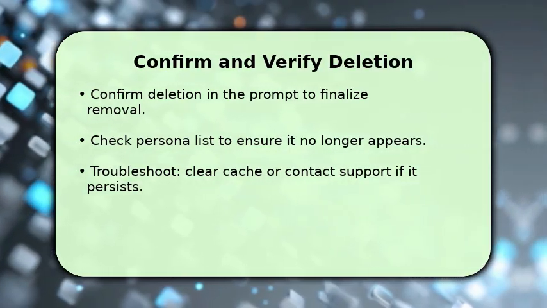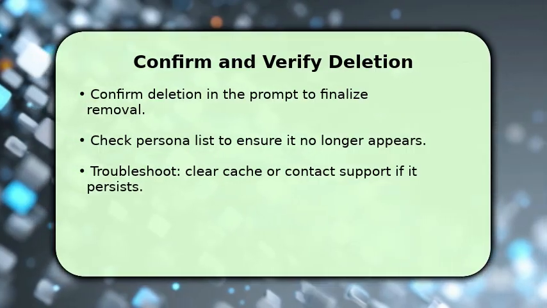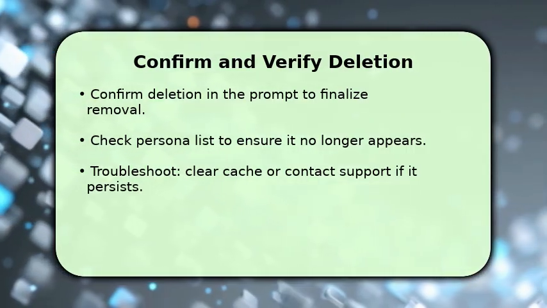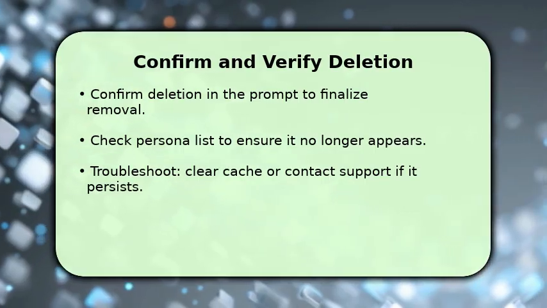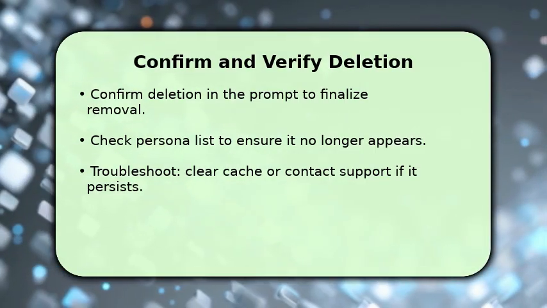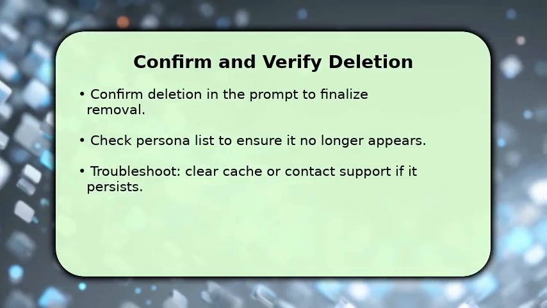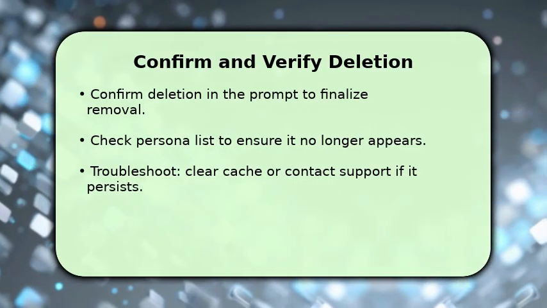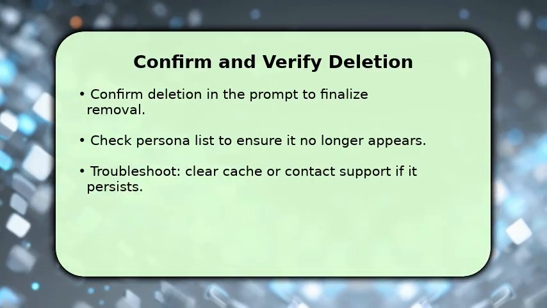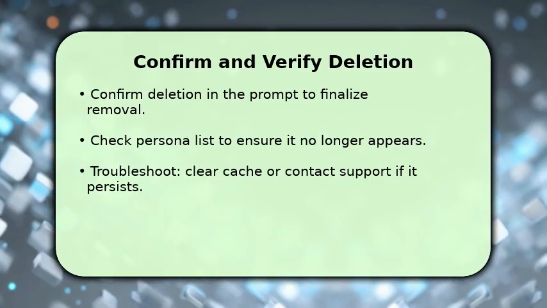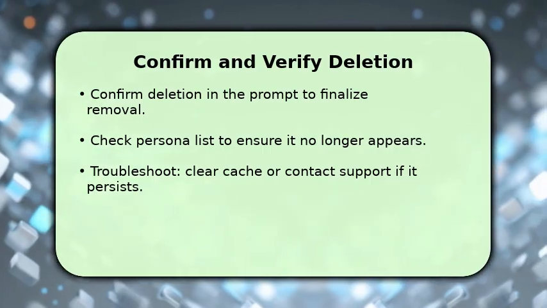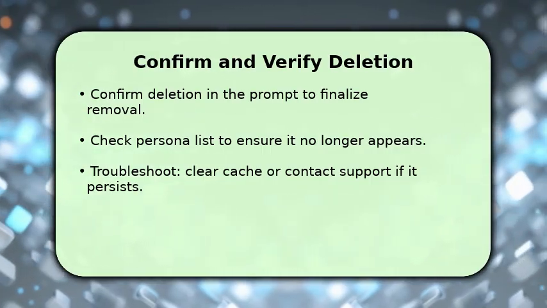Once completed, refresh your personas list and verify the character is gone. Sometimes the UI caches old data, so reload the page or sign out and back in. If the persona still appears, clear browser cache and cookies, try a different device, or contact Character AI support with the persona name and timestamp. That troubleshooting step resolves most lingering display issues quickly.